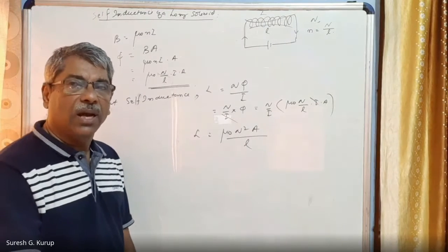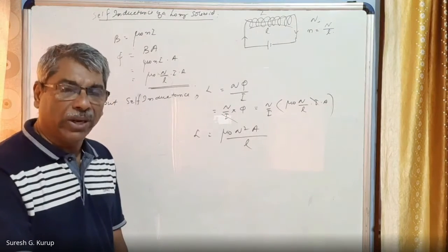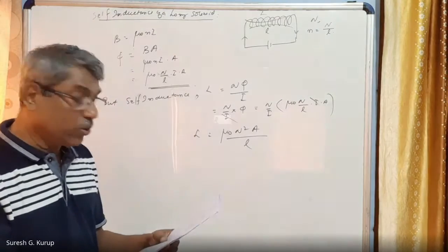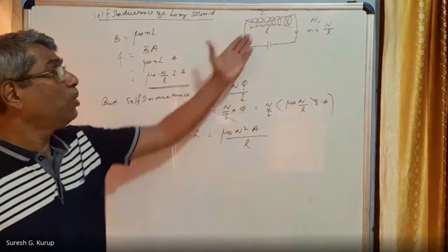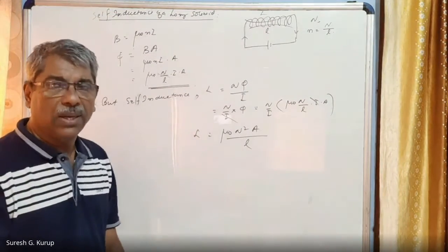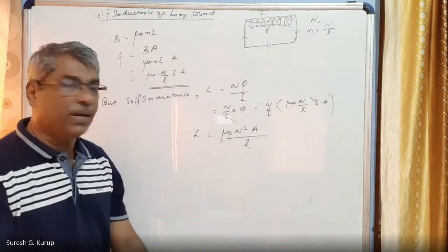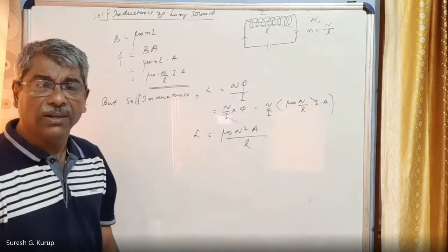Self-inductance has the unit Henry. Henry is a big unit, as I said yesterday, so smaller versions are also used. So this is a solenoid having an air core. The medium inside the solenoid is air. Then this is the value of self-inductance.